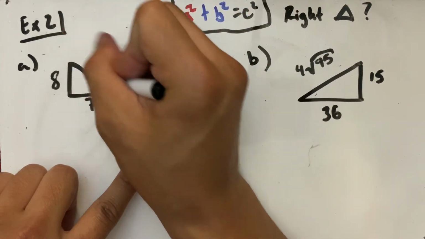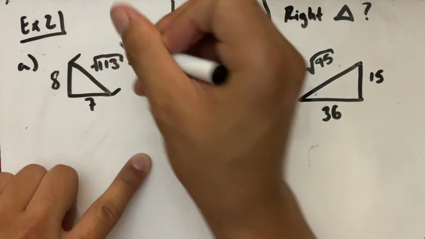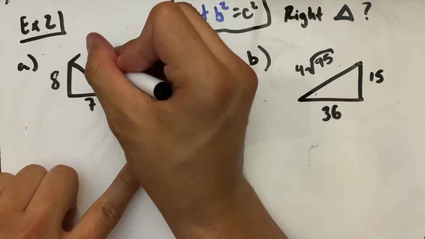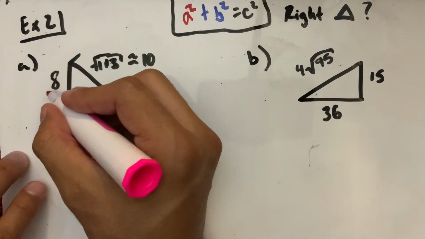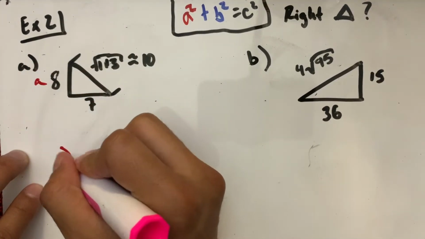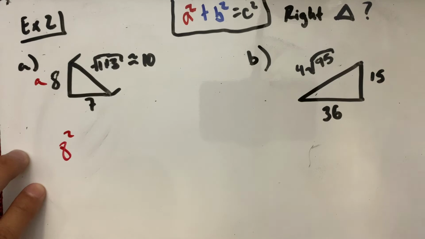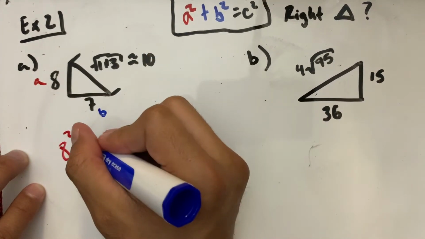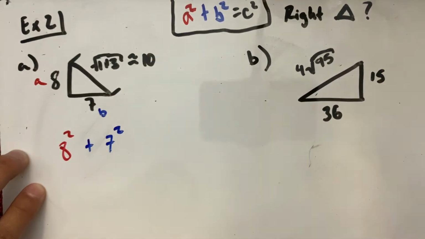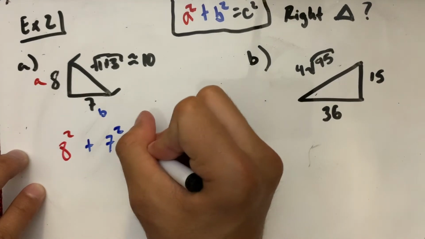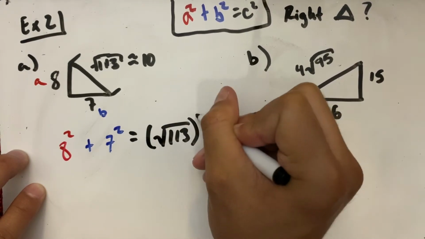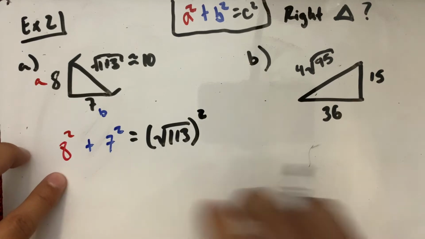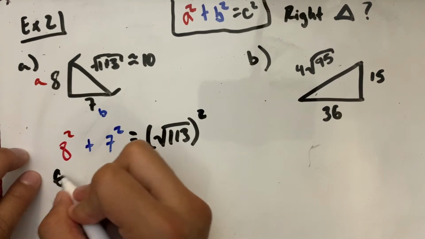This side length right here, from here to here, has to be my hypotenuse, okay? So when I set this up, it's going to be 8 squared. We can call this A. So 8 squared plus, we'll call this guy B, which is 7 squared, is equal to my hypotenuse, which is the square root of 113 squared.